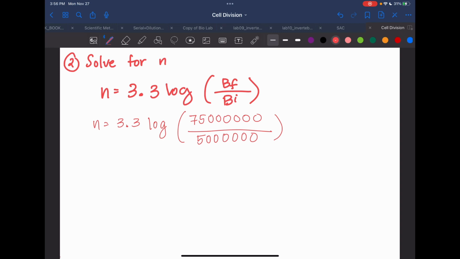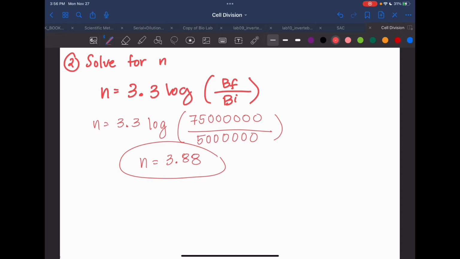So let me calculate it. 75 followed by 6 zeros, divided by 5 followed by 6 zeros. Log of the answer times 3.3. So then I get n equals 3.88. So we'll use that for later, right?